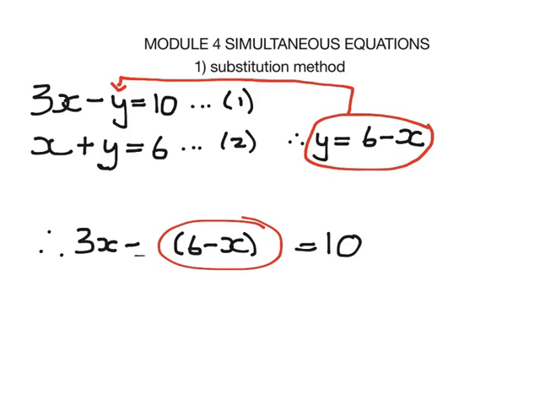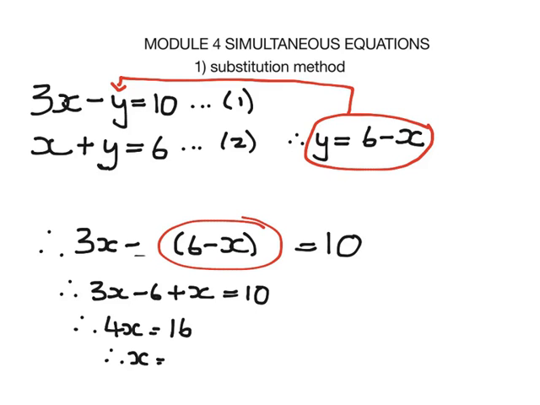Now, you see I've now eliminated the y. So I go and rewrite the equation. 3x minus 6 plus x is equal to 10. Therefore, 4x is equal to 16. Therefore, x is equal to 4.